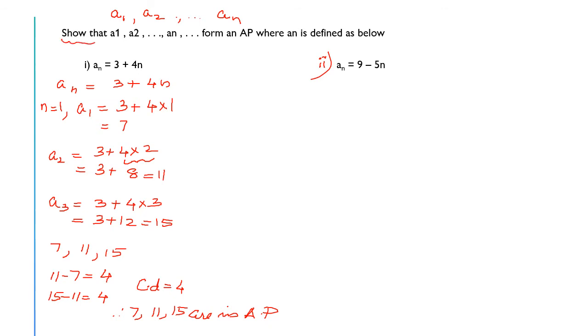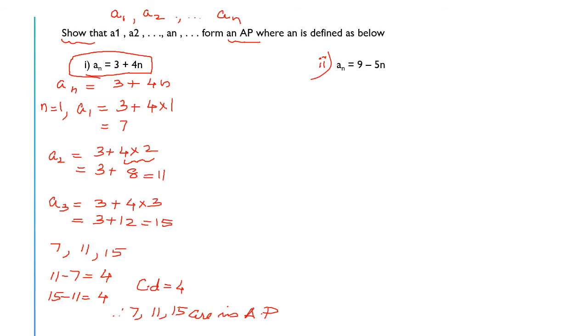Show that this form an AP. This is an AP. So if this is the equation given, then you have to show that whatever you get from using this equation, that is an AP. So we have done that. If you put 1 for n, 2 for n, 3 for n, then we are getting a set 7, 11, 15, etc. The common difference is remaining same. Therefore, it is AP. Now, second one, can you do the same way?